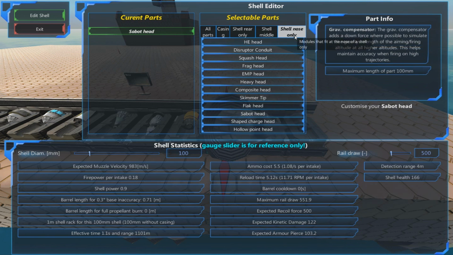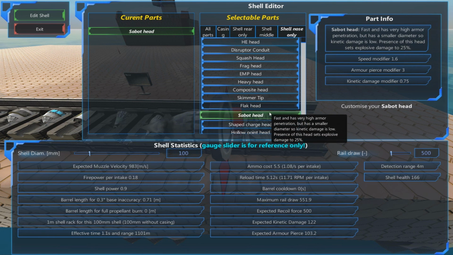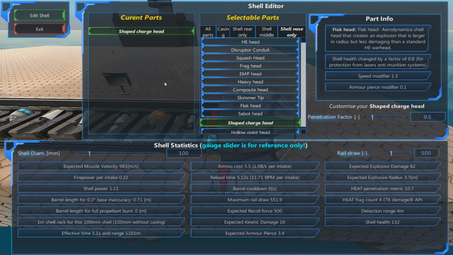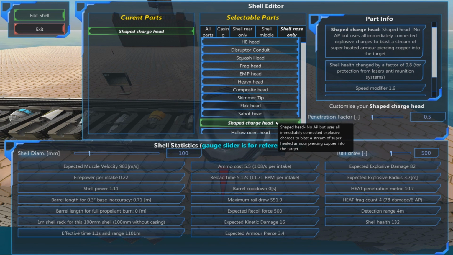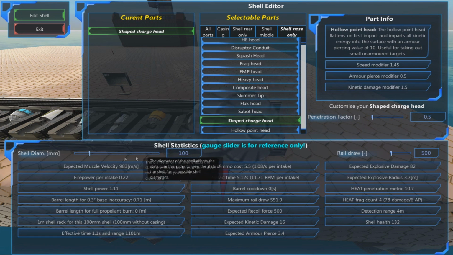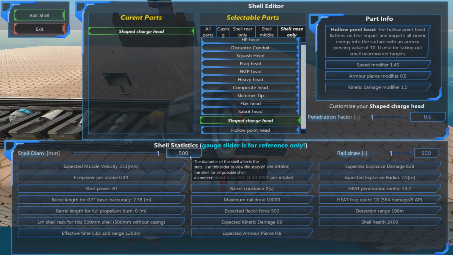SPO Head, we've already talked about that. That is the armor penetrating little brother of the heavy head and composite head. We've already talked about that. Shape Charge Head. This is the other meta shell. This, I have found, is the one warhead which is useful at every single gauge, as of right now. It is useful at 18mm if you spam it. It is useful at 500mm if you spam it slightly less.